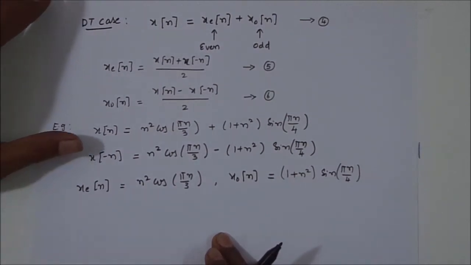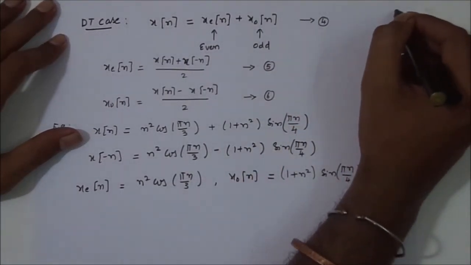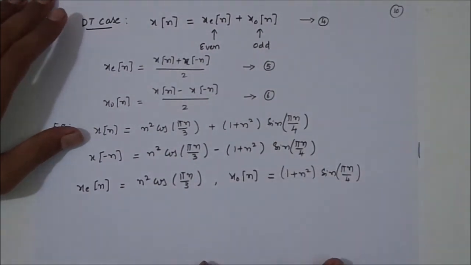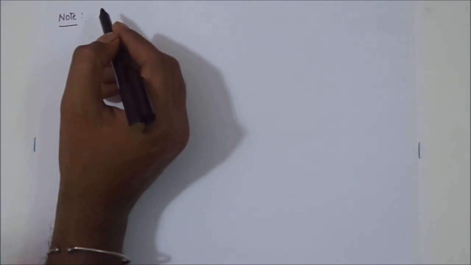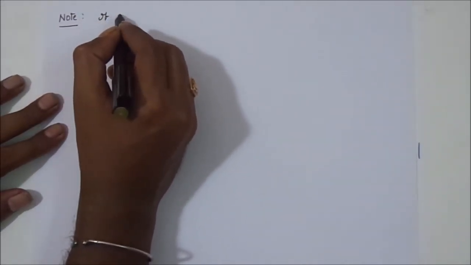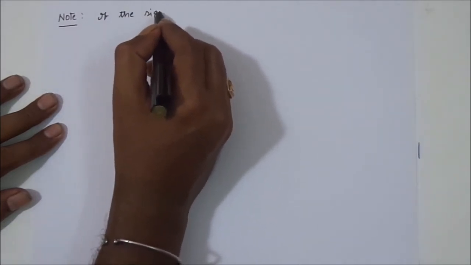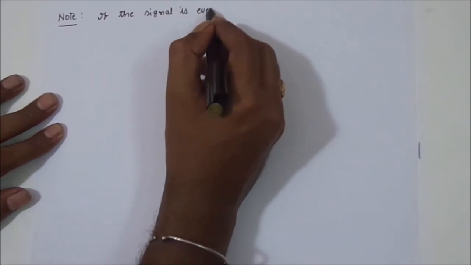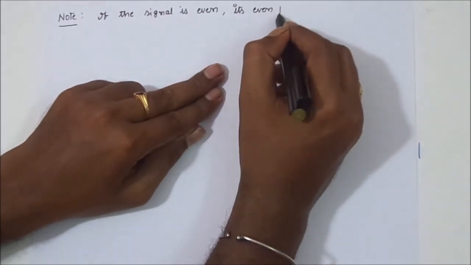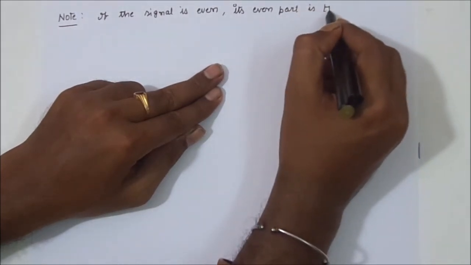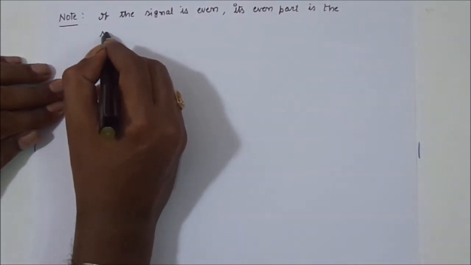Okay. So here is one important note which we have to be aware of. Let me call this page number 10. So what is that note? If the signal is even, what will happen to its odd part? If the signal is even, its even part is the signal itself.